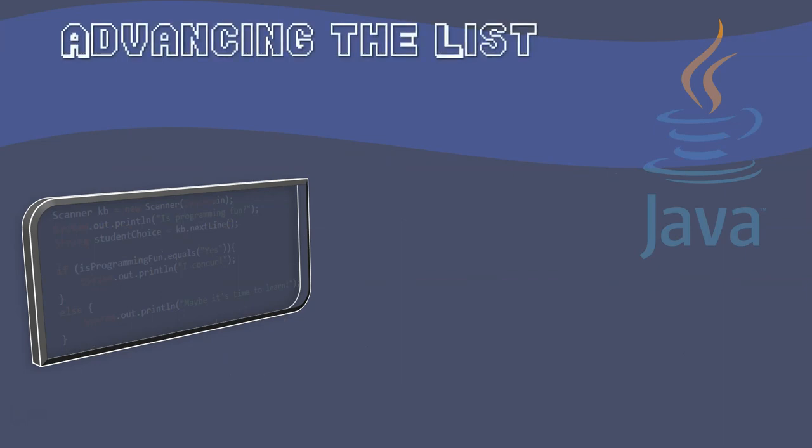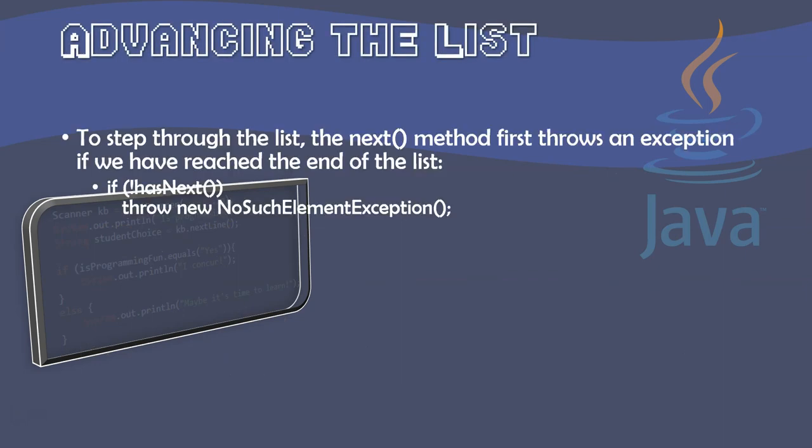So let's actually look at advancing that list then, shall we? So we're going to step through the list. The next method first throws an exception if we reach the end of the list. So if not hasNext, we're going to throw a NoSuchElementException, because there are no more elements in the list.